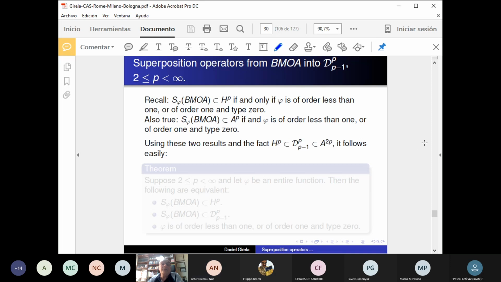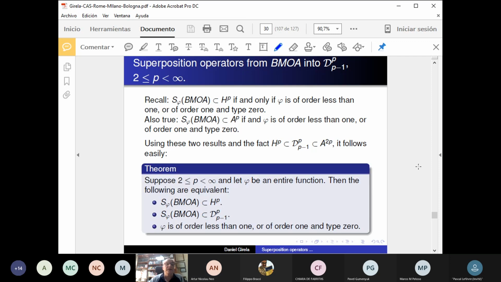So using this result, then we can prove in the case 2 < p < infinity, H^p is included in D^p_{p-1} and included in A_{2p}. And then we use these two results, and we obtain in this setting the same result: that when p is bigger than 2, a superposition operator maps BMO into H^p is the same as that it maps BMO into A_{2p}, and since this space is in between, it's the same that it maps BMO into D^p_{p-1}. So for p bigger than 2, we don't have a difference between H^p and D^p_{p-1} in this setting, just as before.